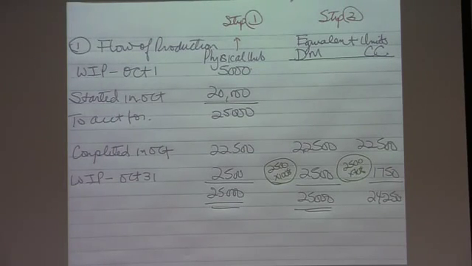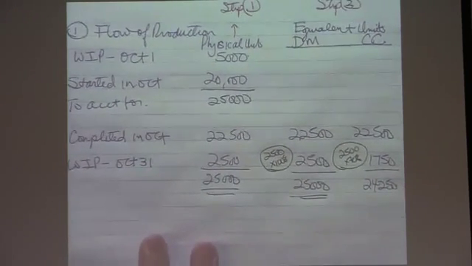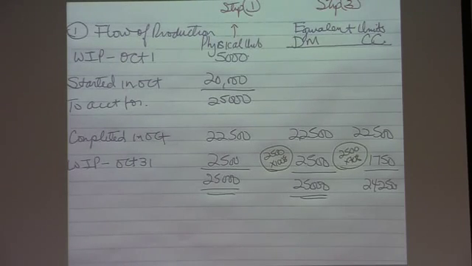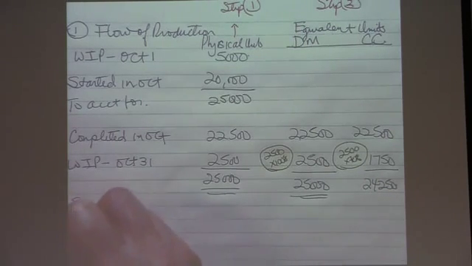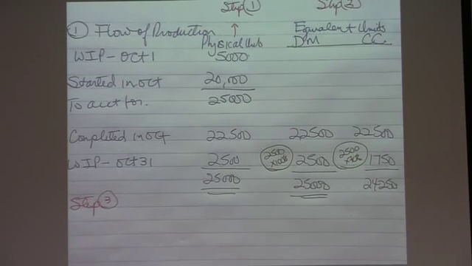Now, we need to do step 3. In step 3, we need to analyze all the costs incurred. In the weighted average method, we're just going to add what's sitting in work in progress beginning with all of the costs incurred. That's because we're going to average out the production costs of the prior month, September, and the current month, October. That's what the weighted average method is all about. So step 3 is we're going to analyze the total cost.